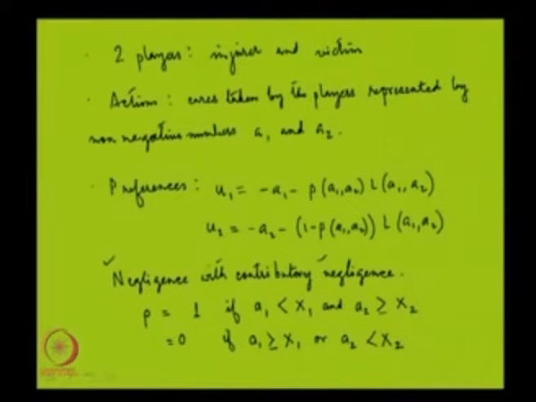So, again just to repeat what we have been saying: if the injurer has been careless, that is A1 is less than x1, and the victim has been careful, that is A2 is equal to or more than x2, in that case rho is equal to 1, and the injurer bears the entire loss. If any of them is not satisfied, if A1 is greater than or equal to x1, that is the injurer is careful, or the victim has been careless, then rho is equal to 0.